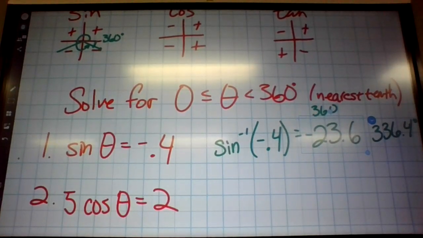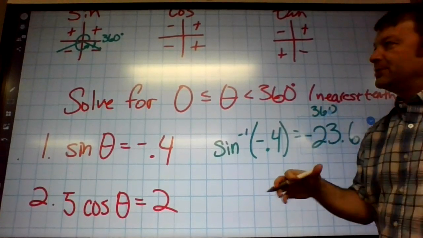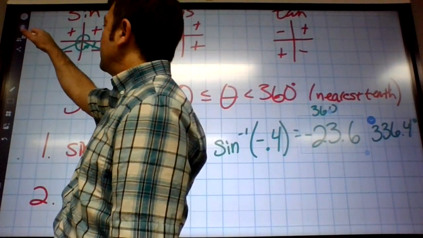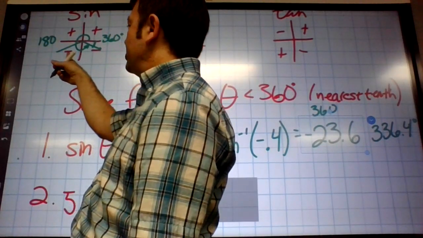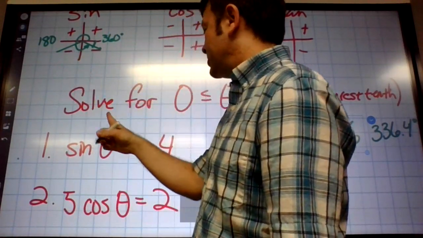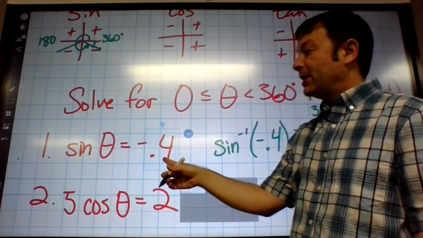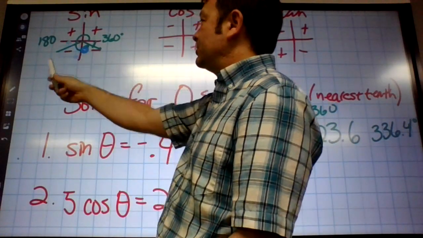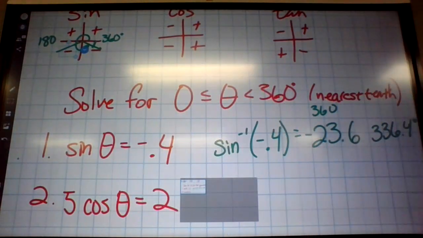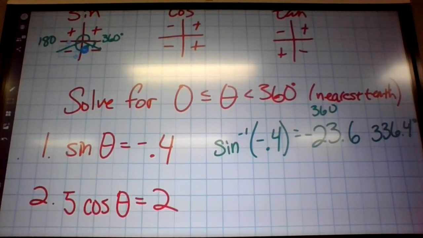Okay, and then how do we find the third quadrant version? 180 plus 23.6. Right. We know we're looking for a third quadrant angle because sine equals something negative, and sine is also negative in the third quadrant. So 180 plus 23.6.